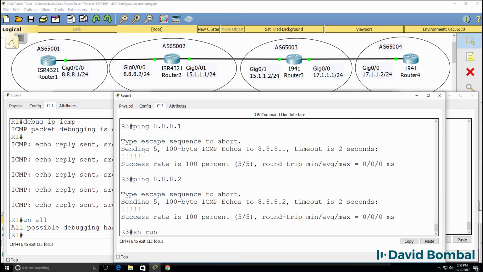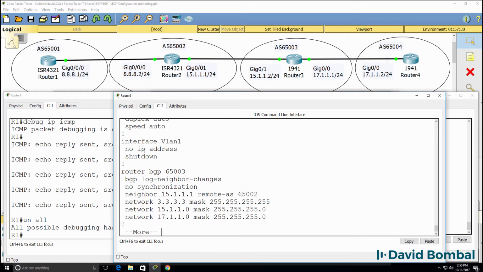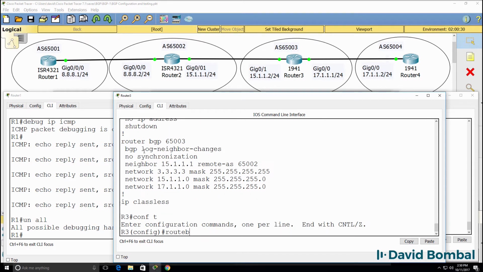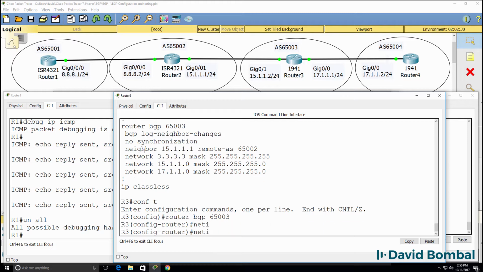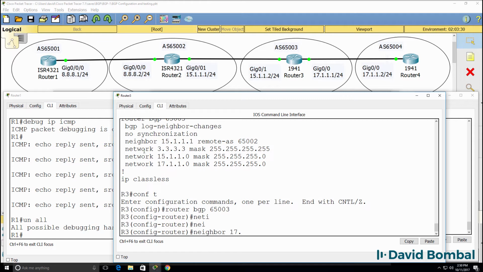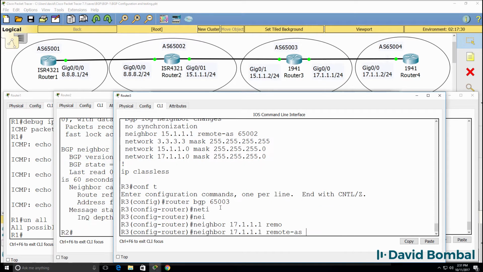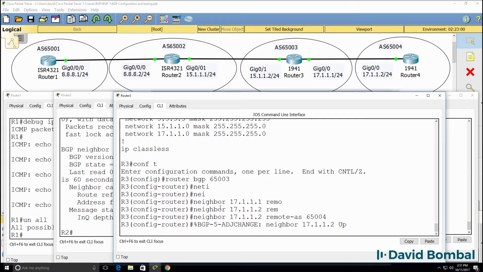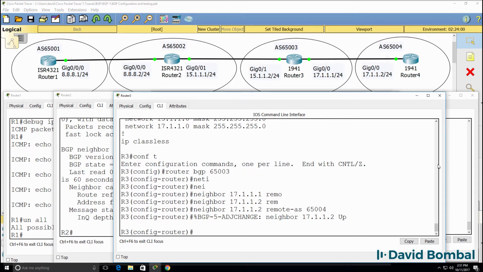I forgot to configure router 3 with router 4's details. So I need to do this side as well, otherwise the neighbor relationship won't come up. So, neighbor 171.12, remote AS 65004. Notice the neighbor relationship has come up.